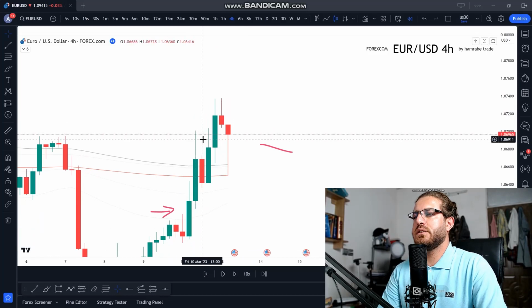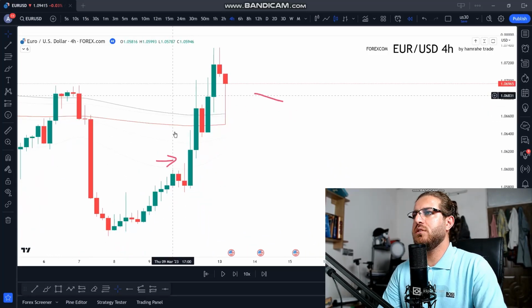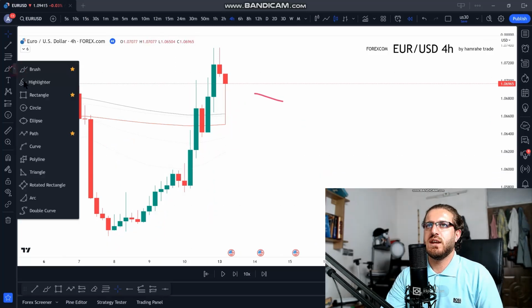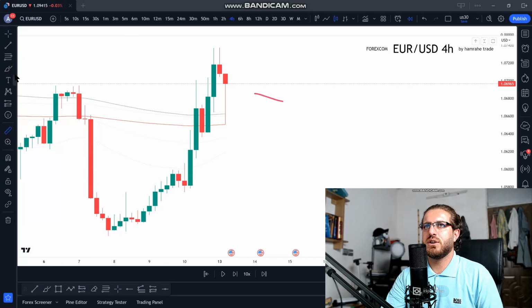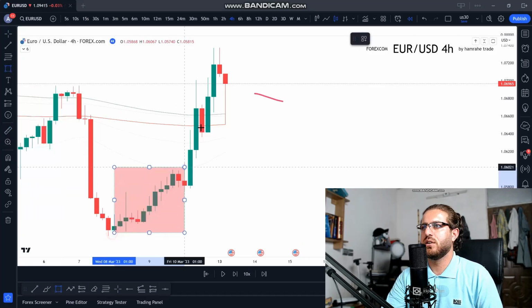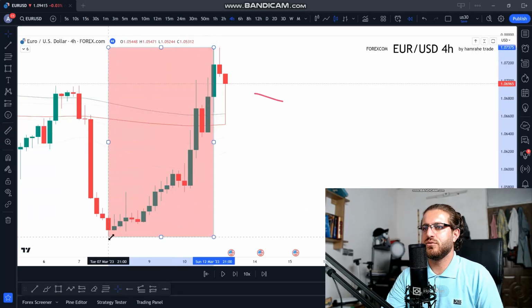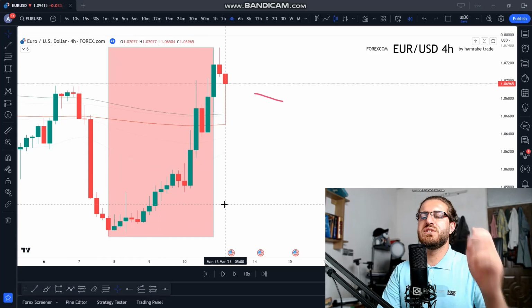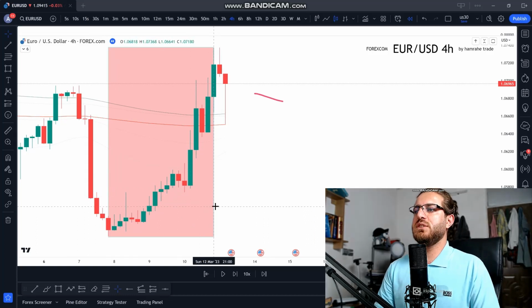But these shadows are meaningless. Why are these shadows meaningless? Because we are seeing a lot of green candles. You can see that from this point to this point, from this low to this high, from the lowest point to the highest point, we have 13 green candles, but we have 5 or 6 red candles. 13 green candles to 6 red candles, and the movement is to the upside.